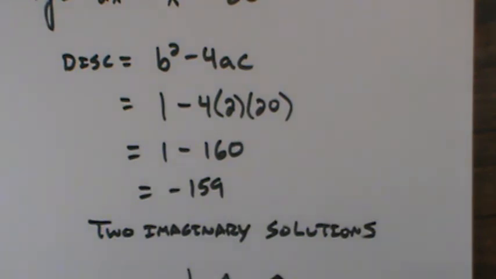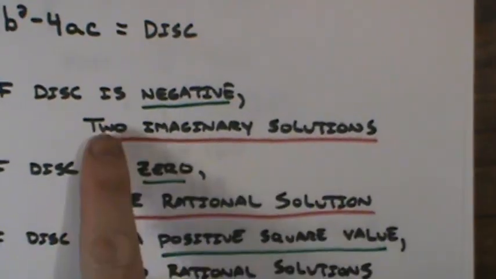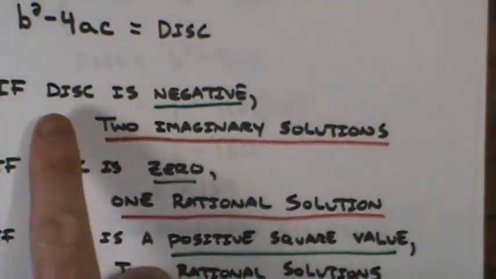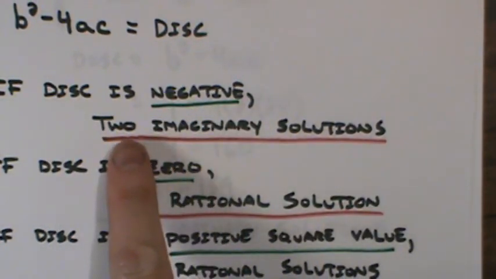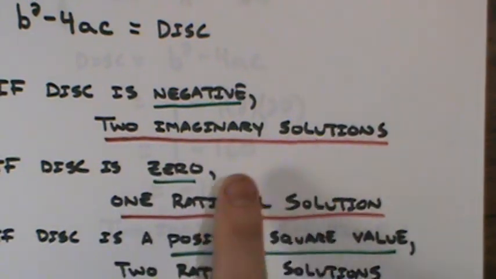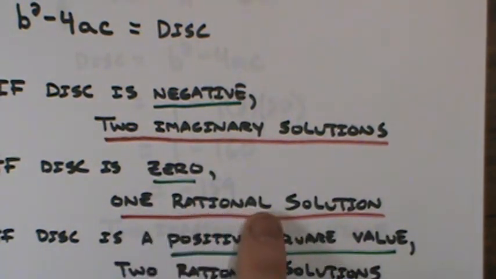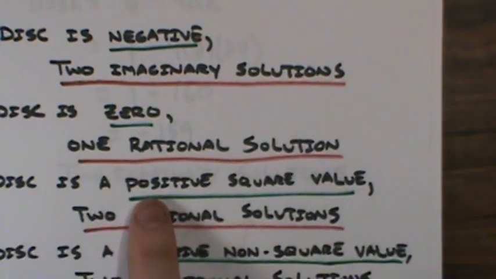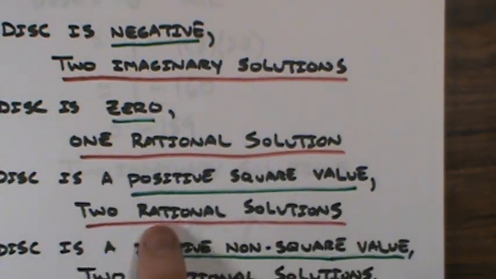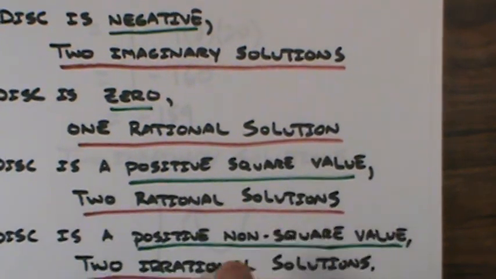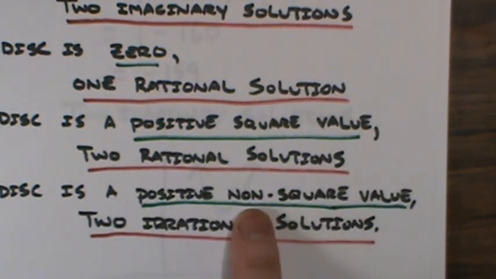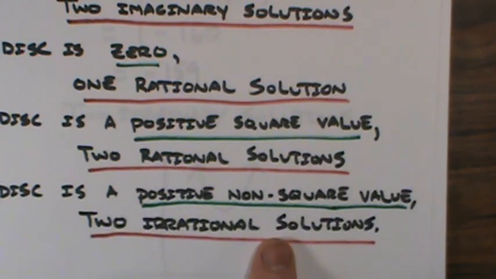And that's exactly what you're going to do for homework. You're simply going to be given an equation. You look at it, you plug it into this discriminant. You look at this chart that I hope you copied down. If your discriminant is negative, you're going to say you have two imaginary solutions. If it's 0, you're going to have one rational solution. If it's a positive square value, you get 2 rational solutions. And if you get a positive non-square value, then you get 2 irrational solutions.